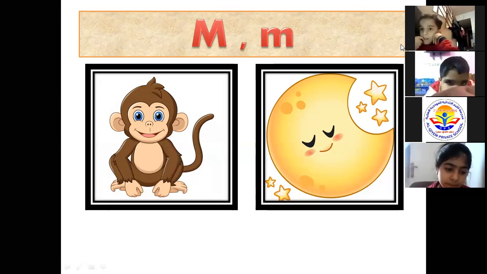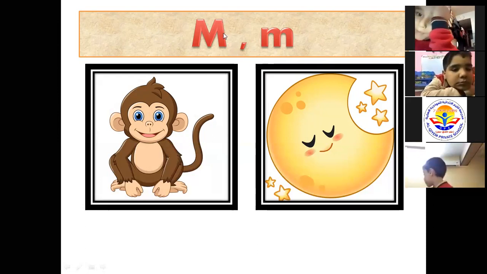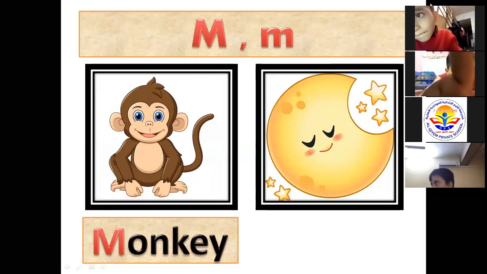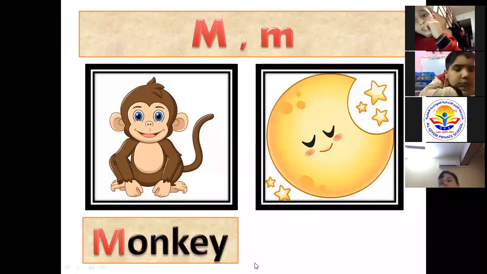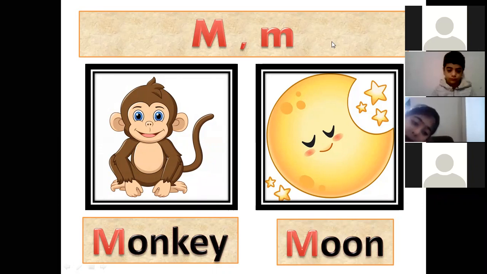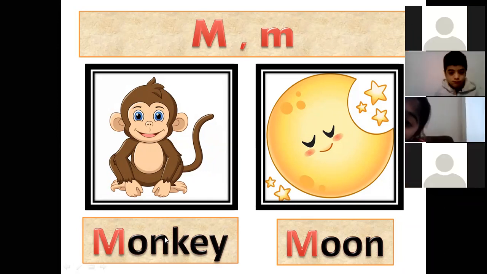Okay, let's have Ali Ahmed, Allawi. What's this letter? M. Uppercase M and lowercase M. M for? Monkey. M for moon. M for moon. Very good, Allawi. I want another student to say it again. Yes, Layan, can you say it again? M for monkey. M for moon. Very good.